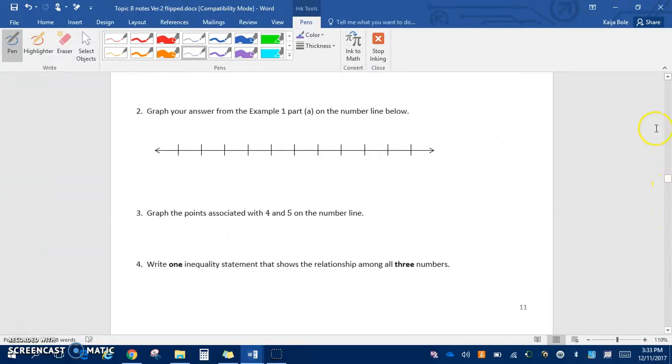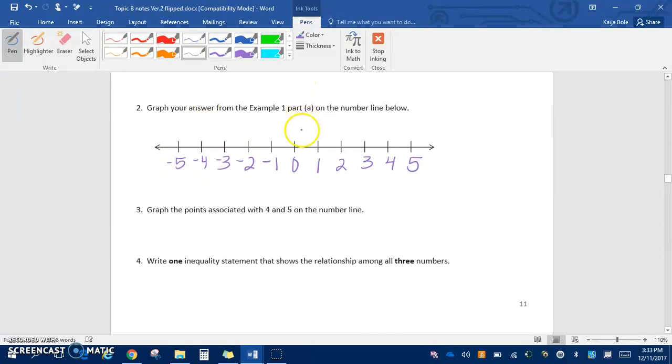If we look at number 2 here, it says graph your answer from example 1 part A on the number line below. So I'm going to put 0 in the middle, and then 1, 2, 3, 4, and 5. We'd have -1, -2, -3, -4, and -5. For part A, we were at $4.50, so it'd be right here in the middle. This was A. For B, we were comparing it to $4, so this will be B. And C was at $5, so there would be C.